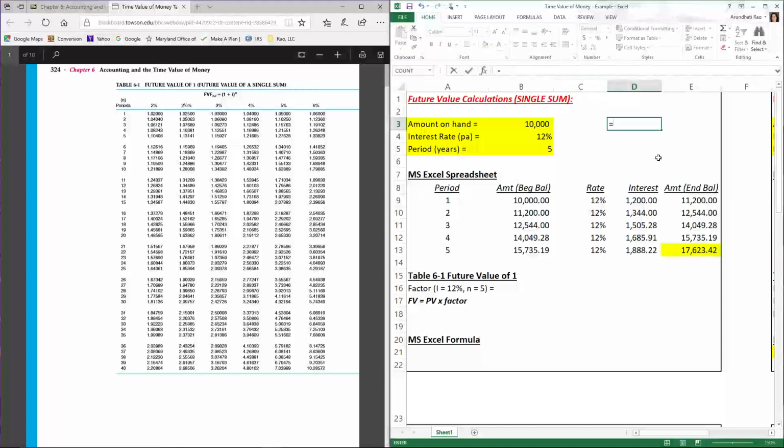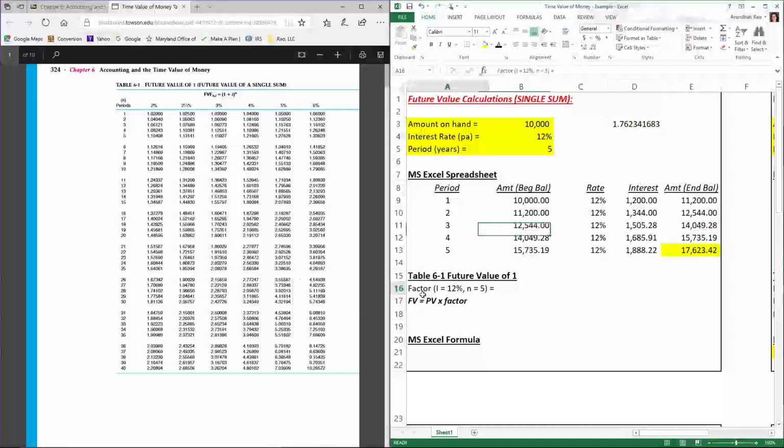If you actually work out those numbers, we have 1.12 raised to 5. The factor I come up with is 1.76234. The formula I wrote over here is 1 plus the interest rate raised to 5. It's fairly simple. If you have a calculator, doing this is not a big deal. Now the good news is these tables have already worked out the numbers.